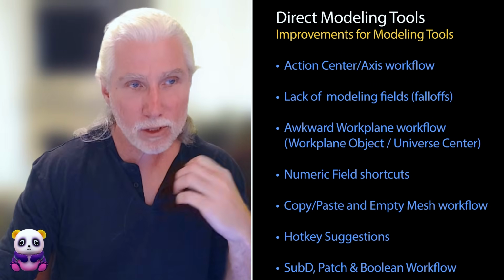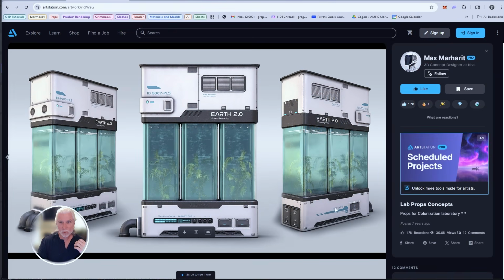And so I'm just going to model this image just really quickly, the basic shape of this sort of futuristic greenhouse by Max Marharit. And hopefully, I found this in ArtStation. I thought it was cool. Hopefully he's okay with me using this as an example. I'm really just gonna use the bevel tool just to make this, maybe one or two other tools really quickly.